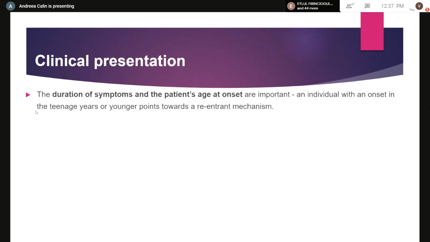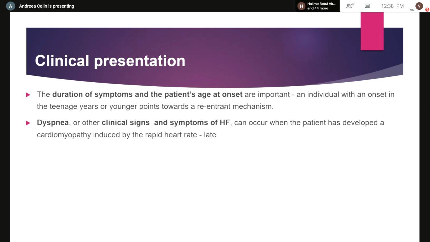It's important to ask the patient the duration of symptoms and the patient's age at onset of these episodes, because an onset in the teenage years or younger points towards a re-entrant mechanism that is frequent in this age range. Dyspnea or other clinical signs and symptoms of heart failure can occur late in the process, when the patient has already developed a cardiomyopathy induced by the rapid heart rate, and it is called a tachycardia-induced cardiomyopathy if this occurs.